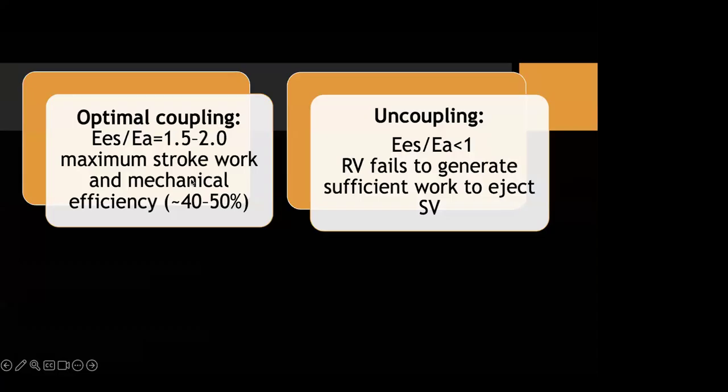Optimal coupling ratio: we know that Ees by Ea is normally 1.5 to 2, which indicates that the stroke work is enough and the mechanical efficiency of the right ventricle is very good. If it is uncoupled, the Ees by Ea, which is called the coupling, will be less than 1. Basically, the right heart fails to generate enough energy to pump blood, so there is uncoupling.